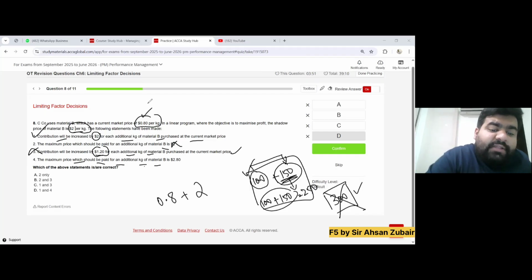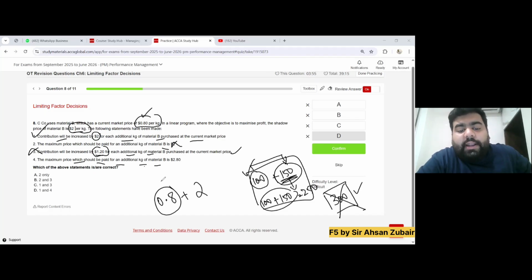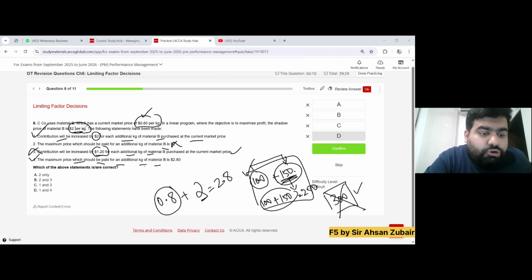Same scenario is given in the question. Normally you are getting it at 0.8, plus you are earning only 2 on the additional unit. So the maximum you can pay is 2.8. More than that you can't pay, because after that you will have a great loss, right? So for that purpose, this statement is also correct. 1 and 4 both are correct. D is the right option. Is that clear?